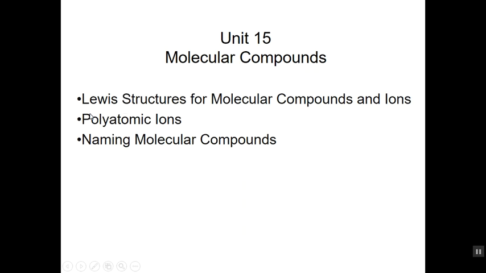Things we'll look at in particular: something we call Lewis structures for molecular compounds, similar to what we saw for ionic compounds. These tell a little bit more interesting things about how atoms actually stick together. We'll look at some things called polyatomic ions. We'll also look at how we name molecular types of compounds.